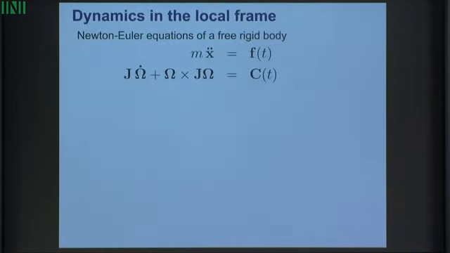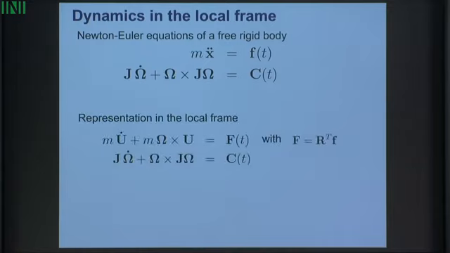Okay, we can also represent the dynamics of the system in the local frame. So these are the Newton-Euler equations of a rigid body. You have the translational equilibrium and the Euler equation that we saw earlier. And our approach relies on the representation of these equations in the local frame. So we do that for the rotation, but also for the translation. So everything here is represented in the local frame.